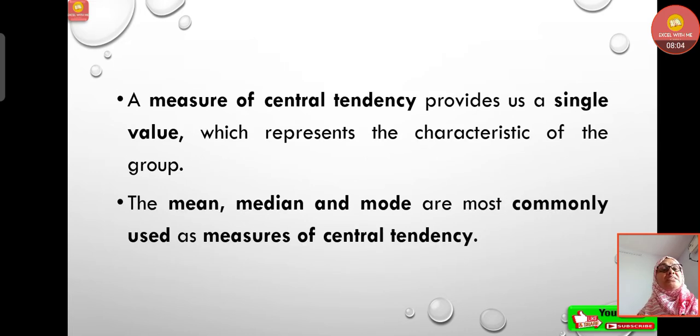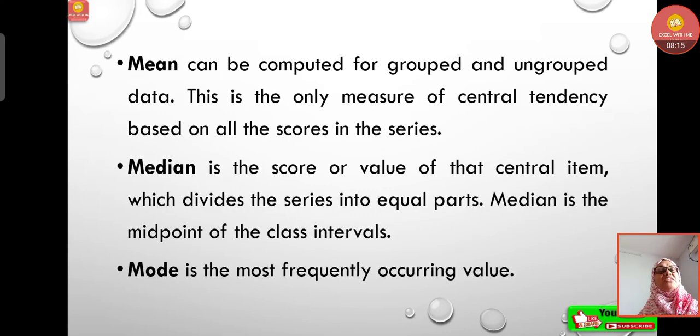A measure of central tendency provides us a single value which represents the characteristic of the group. The mean, median and mode are most commonly used as measures of central tendency. Mean can be computed for grouped and ungrouped data. This is the only measure of central tendency based on all the scores in the series. Median is the score or value of the central item which divides the series into equal parts. Median is the midpoint of the class intervals. Mode is the most frequently occurring value, as we have seen, with 4 students getting the highest marks.